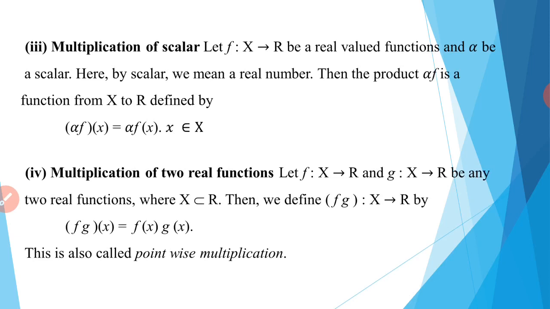4. Multiplication of two real functions. Let f: X → R and g: X → R be any two real functions, where X ⊂ R. Then we define fg: X → R by (fg)(x) = f(x)·g(x). This is also called point-wise multiplication.